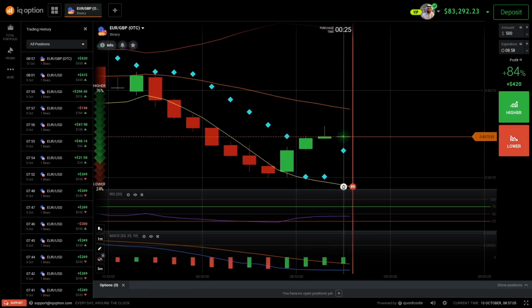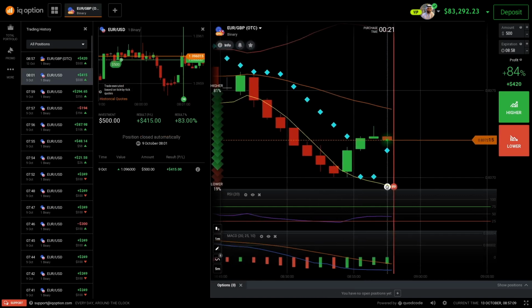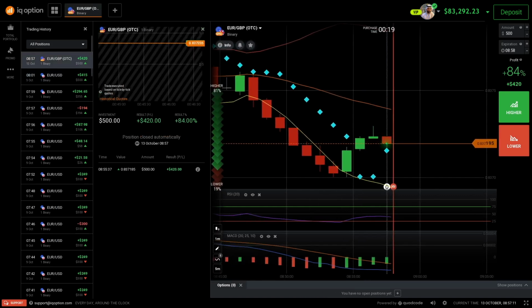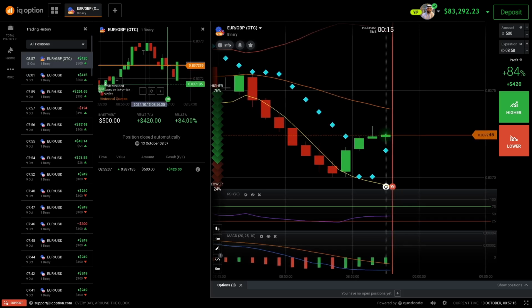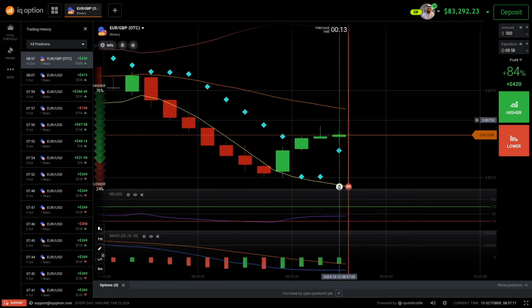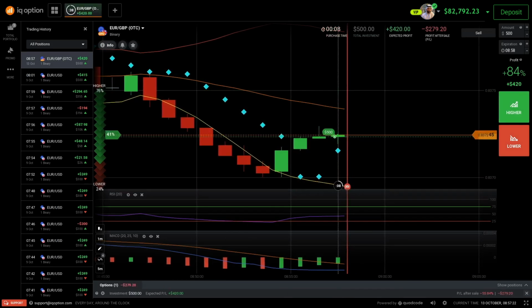clear green candle. Let me just open the next one. I still believe, yeah, I'm almost 100% that we will see an uptrend, but just give me a few seconds. This one was the last trade. Yeah, let's go up again with $500. It's going up.